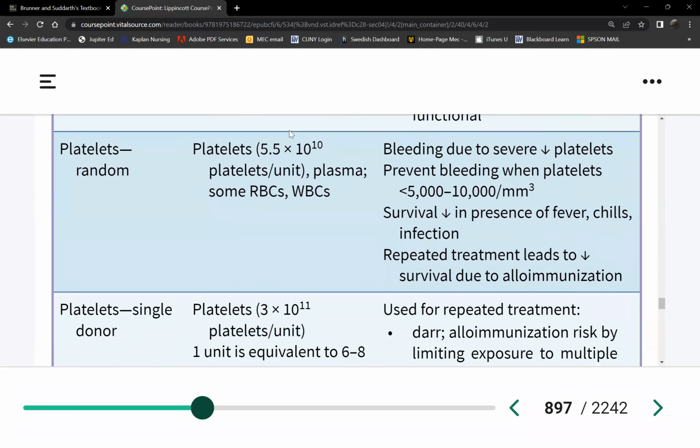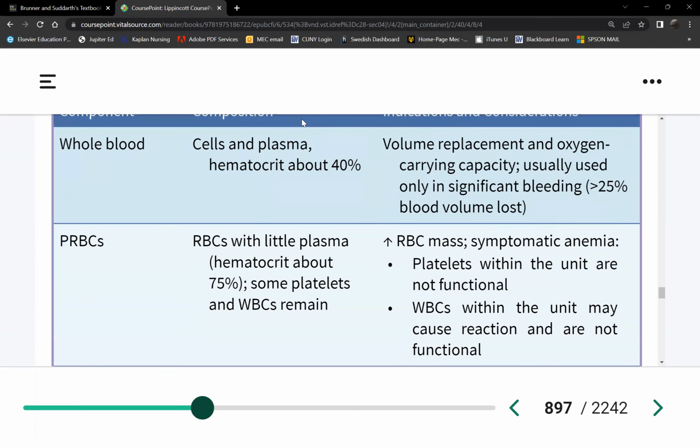All right, so a single donor platelet is about 200 to 300 ml. A bag of packed red blood cells is about 300 ml. So you'll see them on the bag. When you look at your bag, it will tell you the volume here.